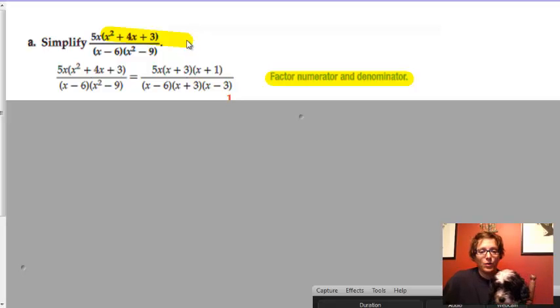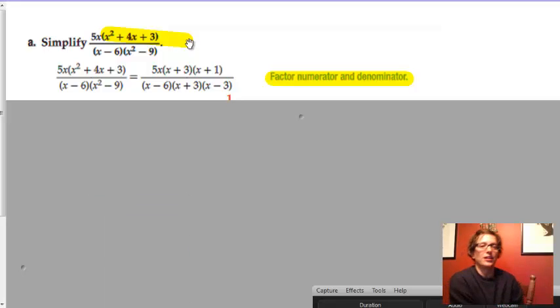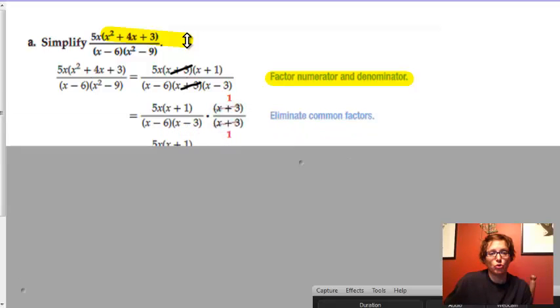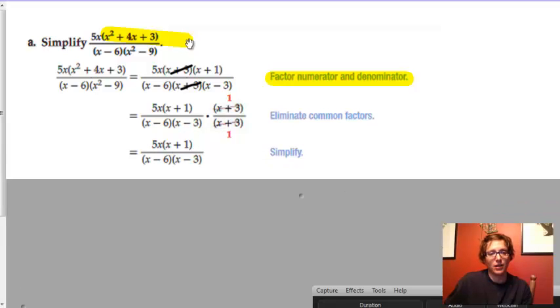And now we can cross off what's on the top and the bottom. There's an x plus 3 and an x plus 3. And that will give us our final answer. Crossed off the x plus 3's of this. Can we simplify that a little bit more? No, we can't. We could say 5x squared plus 5x. We don't have to. Next problem.